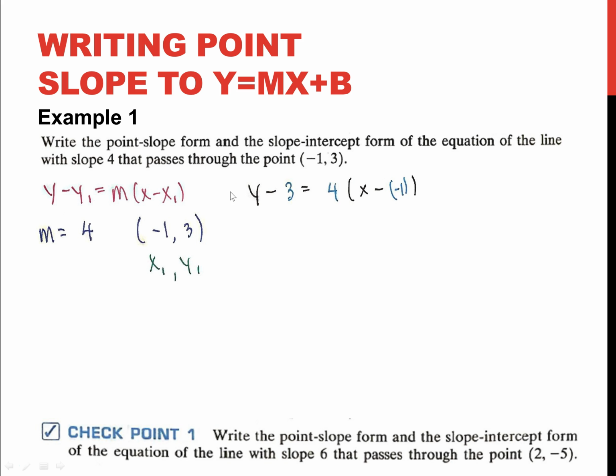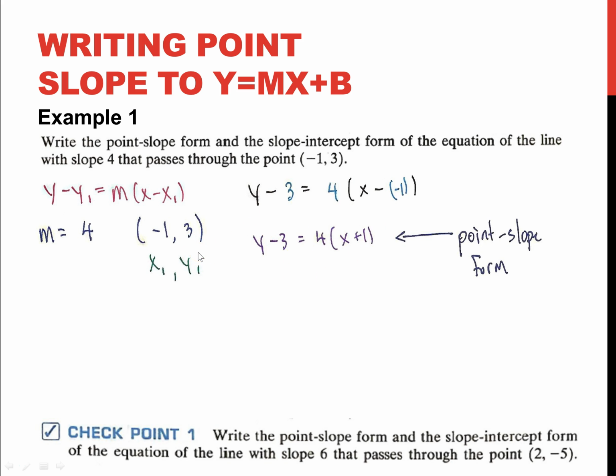So now I'm just going to simplify a little bit. And right here you see two negatives make a positive. So I have y minus 3 is equal to 4 times the quantity x plus 1. And that is the point-slope form. Now I'm going to extend this a little bit. This is the correct answer to example 1.